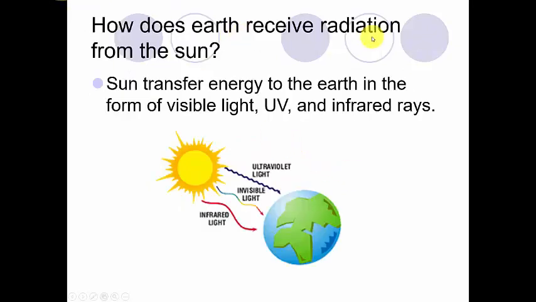So how does the Earth receive radiation from the sun? Once again, just to review, the Earth is hot inside and cooling down. New energy is formed by radioactive decay, but it can also get heat from the outside. The sun transfers energy in the form of radiation, in the form of visible light, because we get daylight from that, infrared, and ultraviolet. That's why we wear sunblock, because that would burn and cause skin cancer.